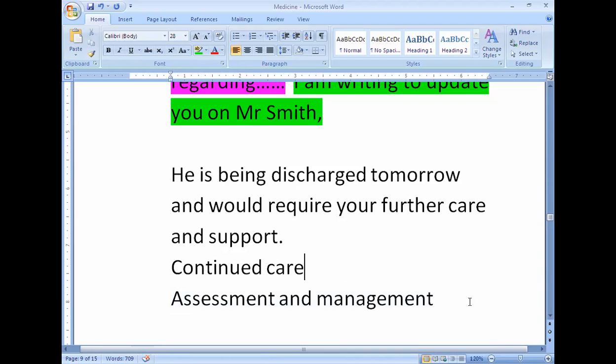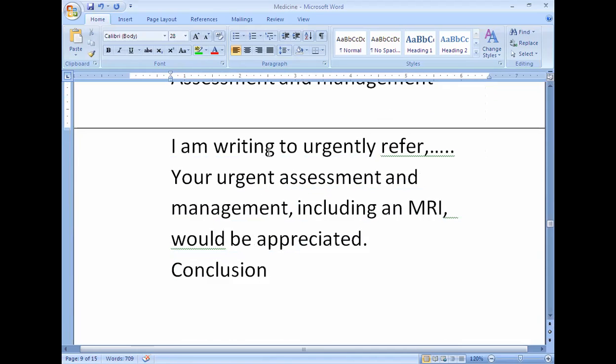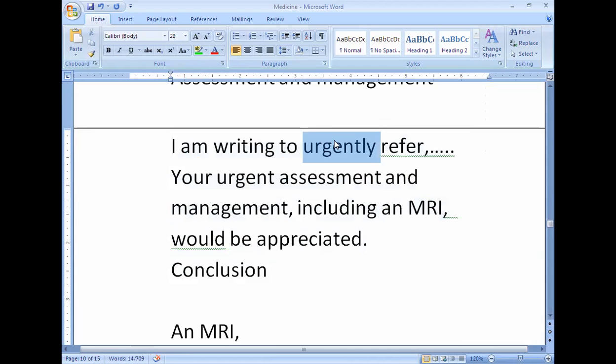What do we want? For example, your further management, including an MRI, biopsy, endoscopy, whatever you want from the reader, would be appreciated. What about this? Is this an urgent letter or a normal letter? This is an urgent letter, an urgent referral. I'm writing to urgently refer Mr. Smith. Another place where we can write: your urgent assessment and management would be highly appreciated.